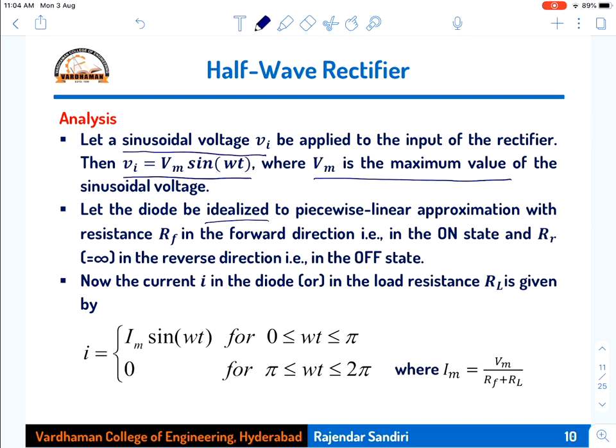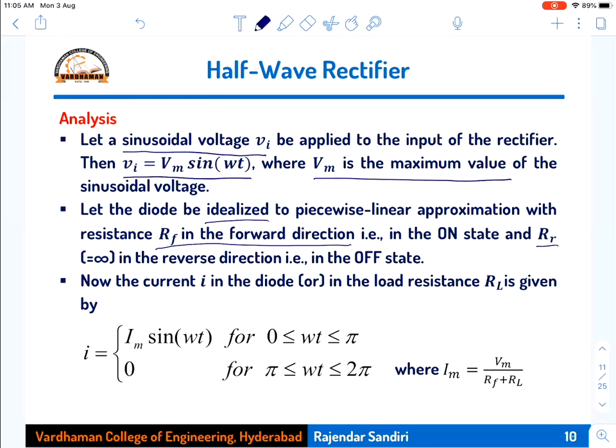Let the diode be idealized to a piecewise linear approximation with resistance Rf in the forward direction, that is on state, and Rr is infinity in the reverse direction, that is off state. That means if the diode is on, we can take the diode resistance as Rf, and its reverse resistance will be infinity. Therefore, we will not be taking any Rr. So only in the forward direction we will take the internal resistance as Rf.